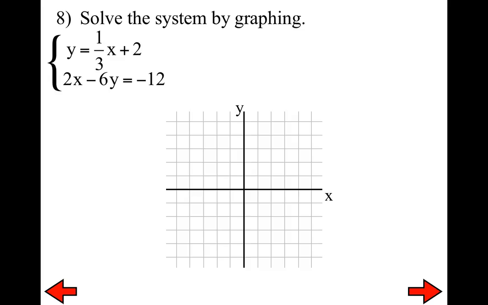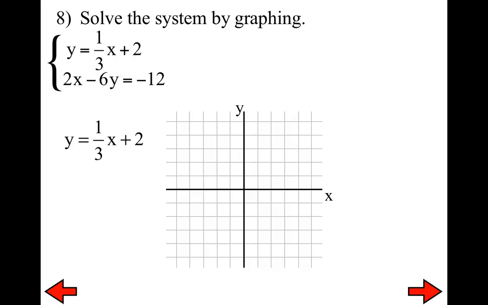So let's go ahead and try number 8 here. I'm going to start graphing using slope-intercept form if it's already like that, but if it's in standard form, I'm going to graph it using x and y-intercepts if it's easy. If it's not, I'll turn it into slope-intercept form.